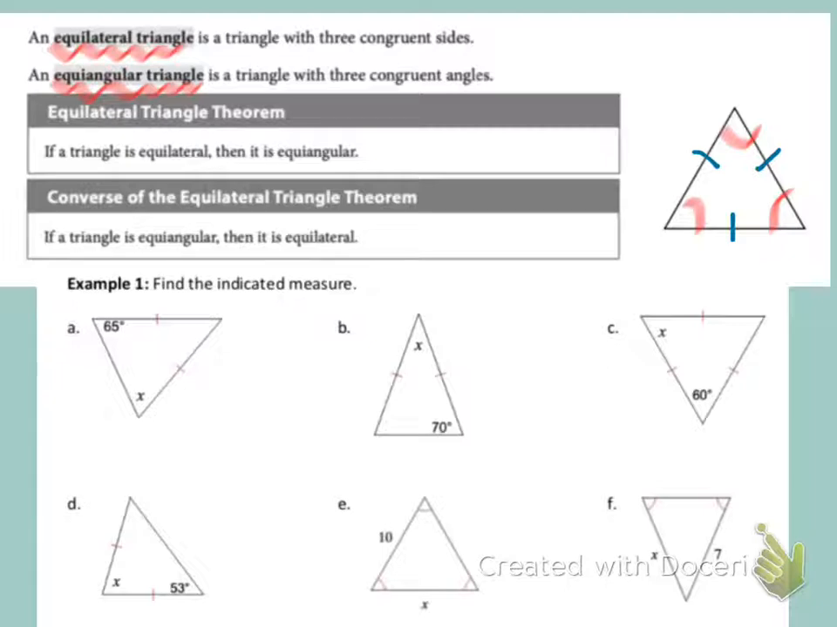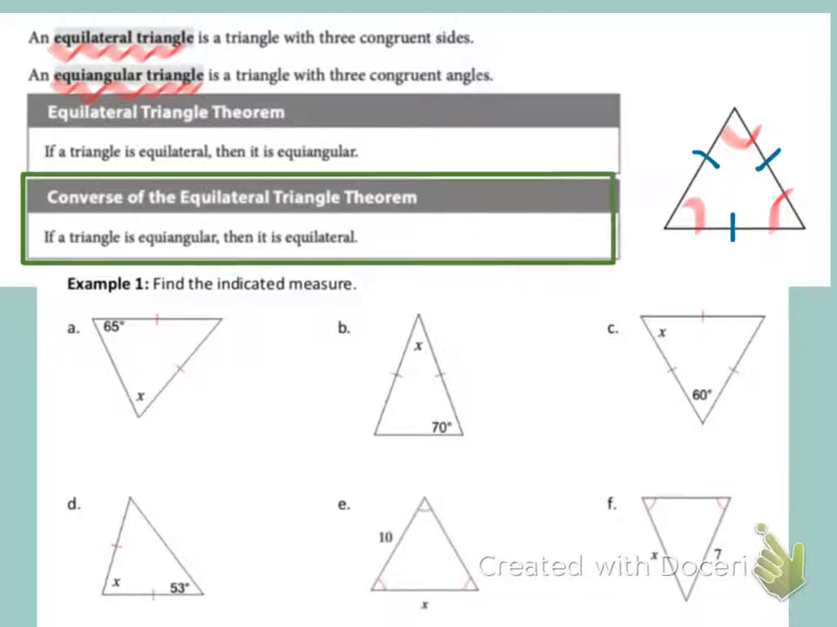So if a triangle is equilateral, then it must be equiangular. And the converse of that is, if a triangle is equiangular, then it's equilateral. So let's say you don't necessarily know the sides are equal, but you're told that all the angles are equal. Well, then you can also conclude that the sides must be equal as well. So with a triangle, you can't have one without the other.